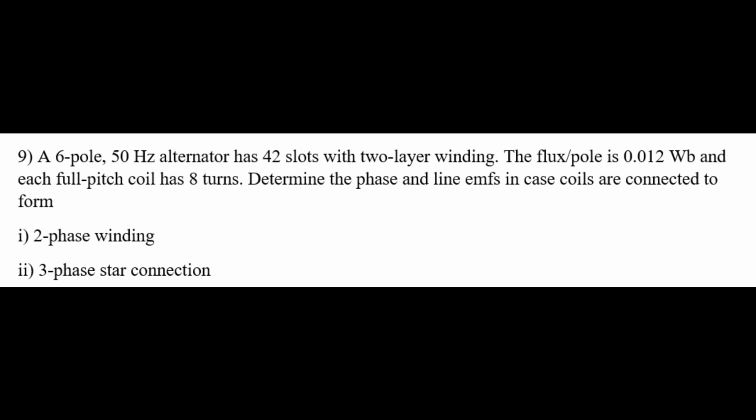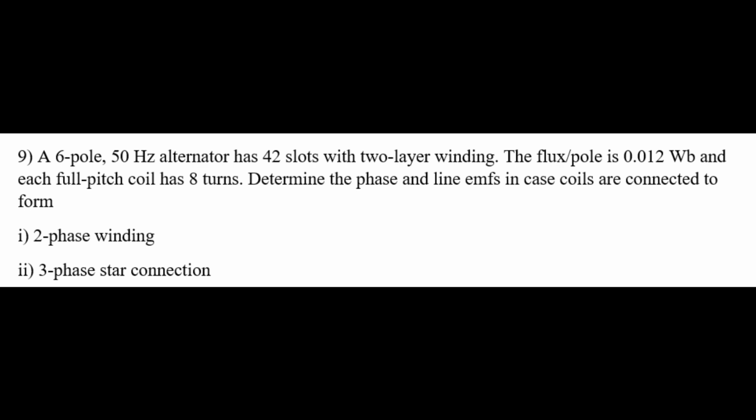Let me read the data once again. A 6-pole 50 Hz alternator has 42 slots overall and it is a double layer winding. Hope you remember the difference between single layer winding and double layer winding. The flux per pole is 0.012 Webers and each full pitch coil has 8 turns. Determine the phase and line voltages if the coils are designed to form 2-phase winding and 3-phase winding.